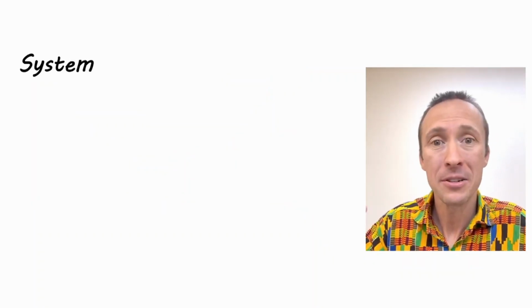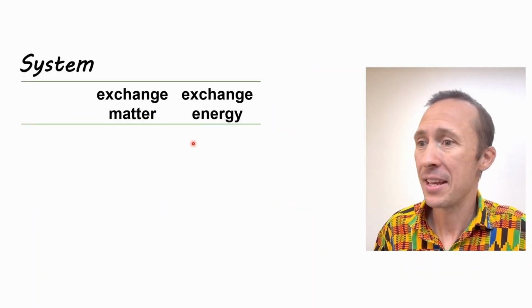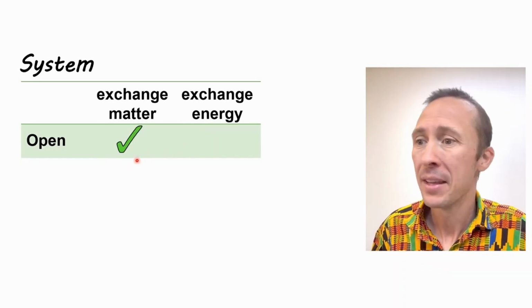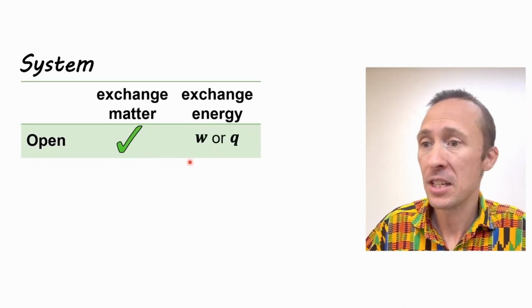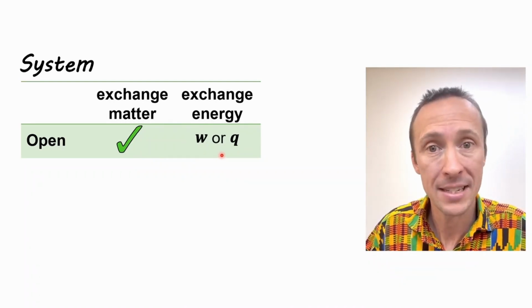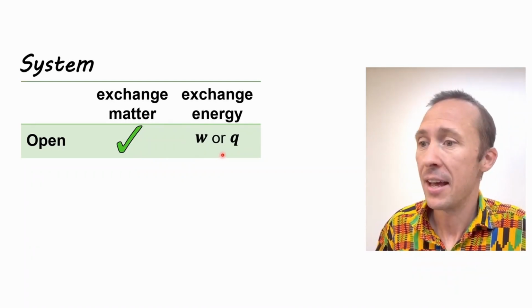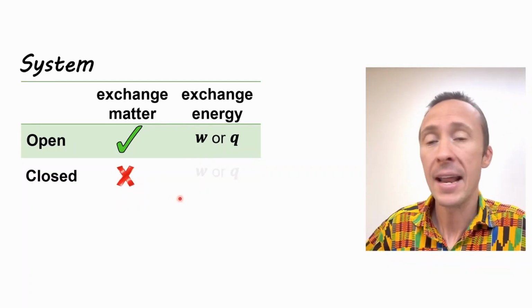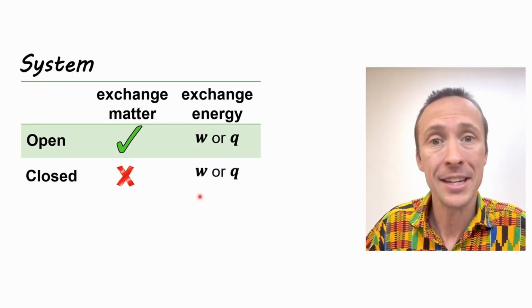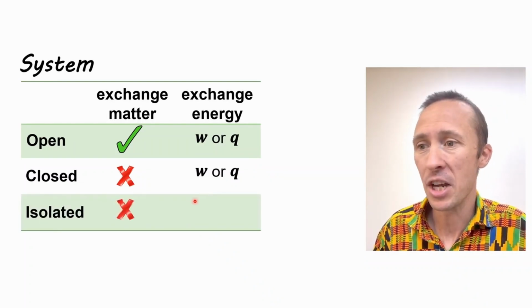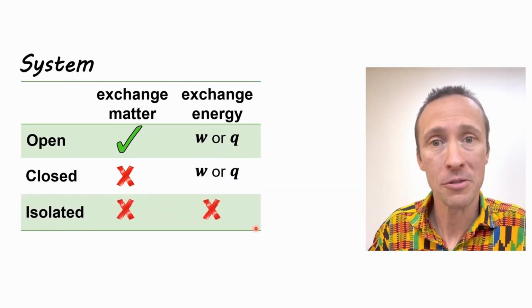All right, so here's some cheat sheet lists that you can use. If the system is open, it allows for the exchange of matter, and it may allow for the exchange of energy as heat or work. We would need to know what the process is or more details. If it's closed, then that means no matter can be exchanged, but energy still could be exchanged as work or heat. And an isolated system cannot exchange matter or energy with the surroundings.